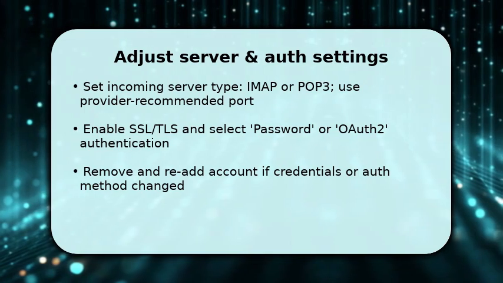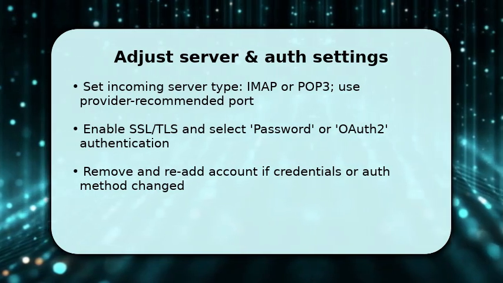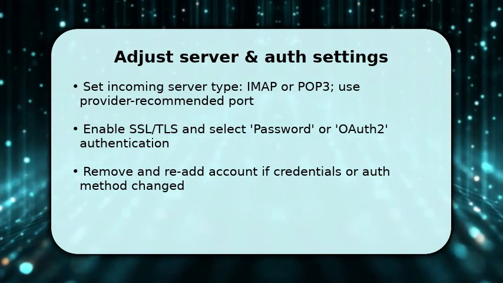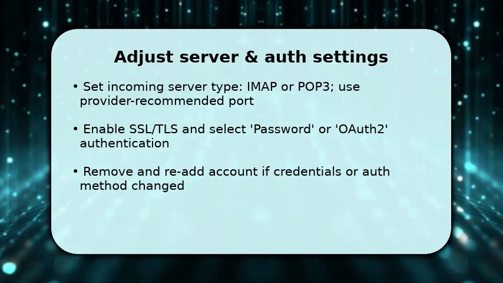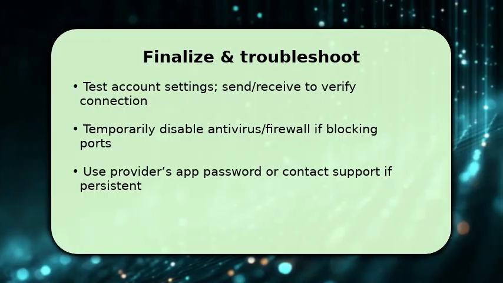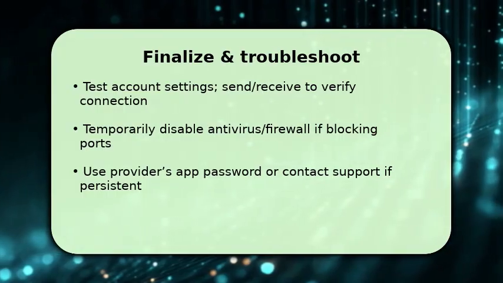If you switched auth types or updated your password, remove and re-add the account so Outlook refreshes saved tokens and applies the new settings. Finish by running the test account settings check and attempt send/receive so you confirm mail flows.